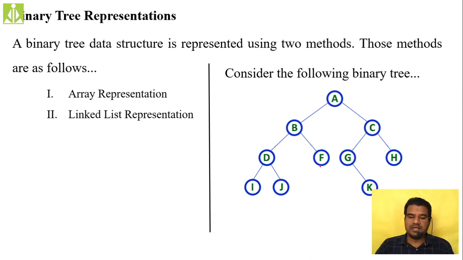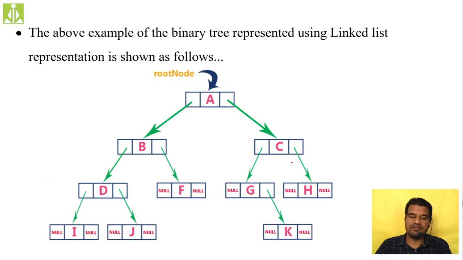Here, as you can see, the F node in my binary tree is not having a left child or a right child. The same thing I have represented by simply making the left pointer null and the right pointer null. So this F node has neither a left child nor a right child.